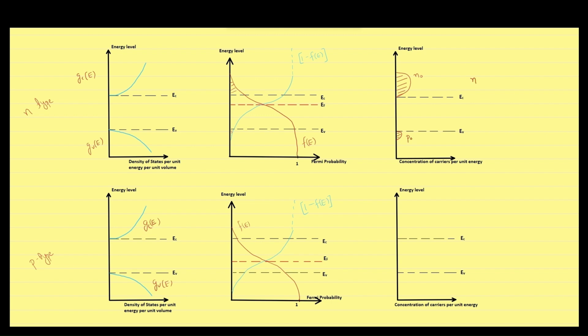Obviously, for N-type semiconductor, free electron concentration is greater than hole concentration, and the same can be easily observed in the graph also. Doing the same analysis, we can find the graph for electron concentration in P-type semiconductor to be like this, and the hole concentration will come out like this. This area represents free electron concentration and this area represents hole concentration. For P-type semiconductor, P0 is greater than N0, which can be easily observed in the graph also.